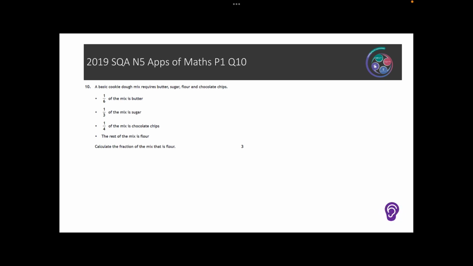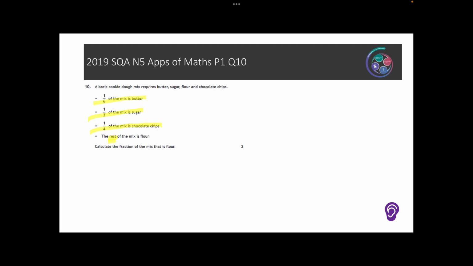So going back over that, my important pieces of information, I've got 1/6 of the mix is butter, 1/3 of the mix is sugar, and 1/4 of the mix is chocolate chips, and I want to work out the rest of the mix, which is flour. So your whole cookie dough mix is our one whole, I'd refer to it as. We know 1/6 of that's butter, 1/3 sugar, and 1/4 is chocolate chips. That's what we know, and whatever's left over is going to be flour.